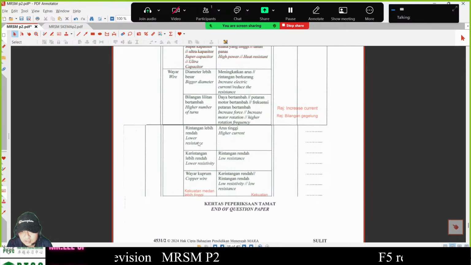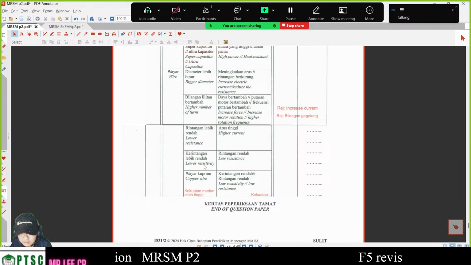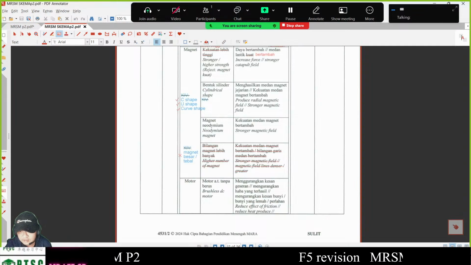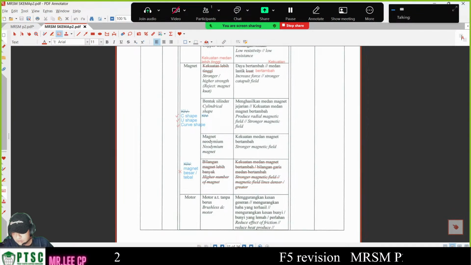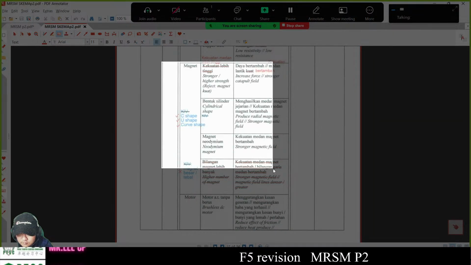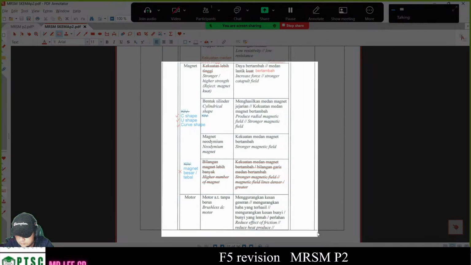Lower resistivity copper wire, I didn't have. So lower resistance, higher current. Lower resistivity, lower resistance. Copper wire, lower resistance. Okay, I didn't put it. So now we talk about magnet. I put all in.